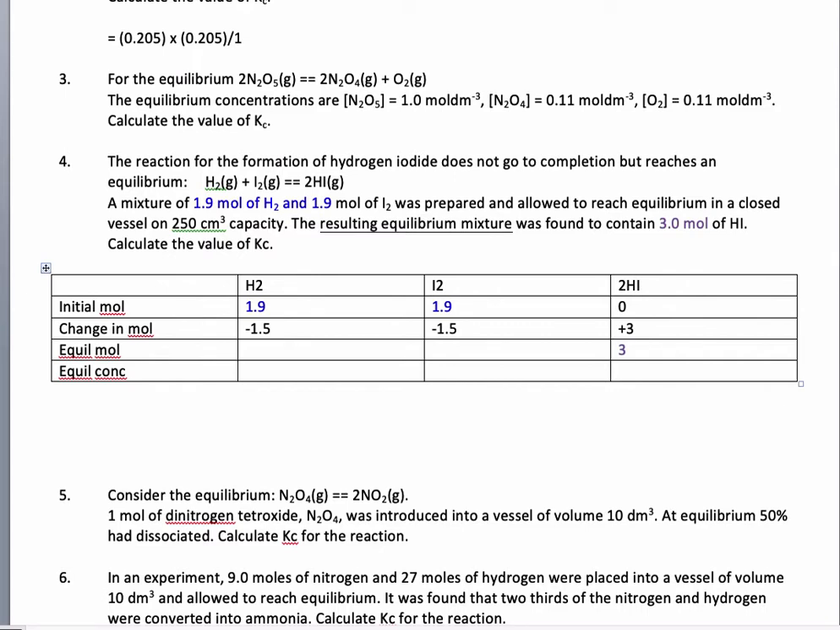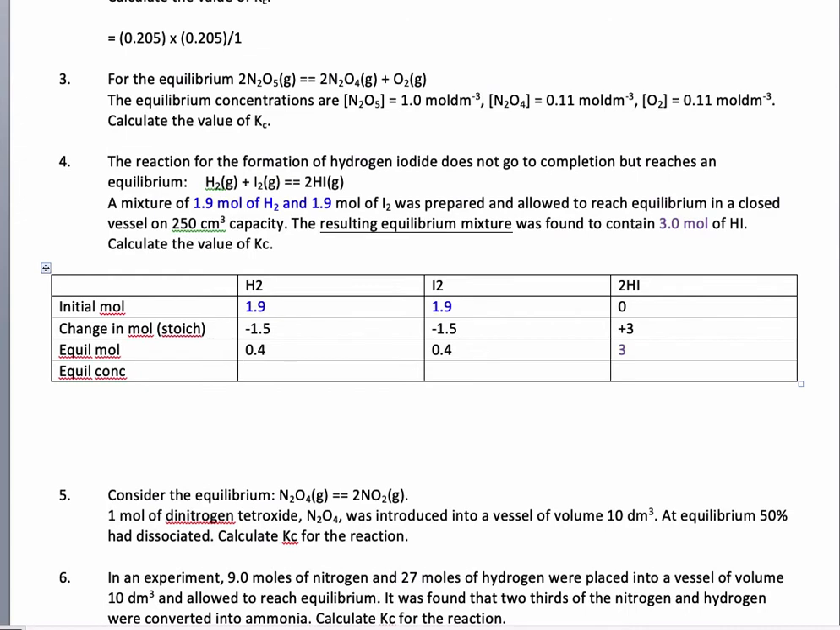So remember, for stoichiometry, you can compare anything to anything else. The stoichiometry only works at this change level. Okay, it doesn't work on any of the other lines. So then you can do the sums to work out the equilibrium moles. So 1.9 minus 1.5 is 0.4 and 0.4 here.